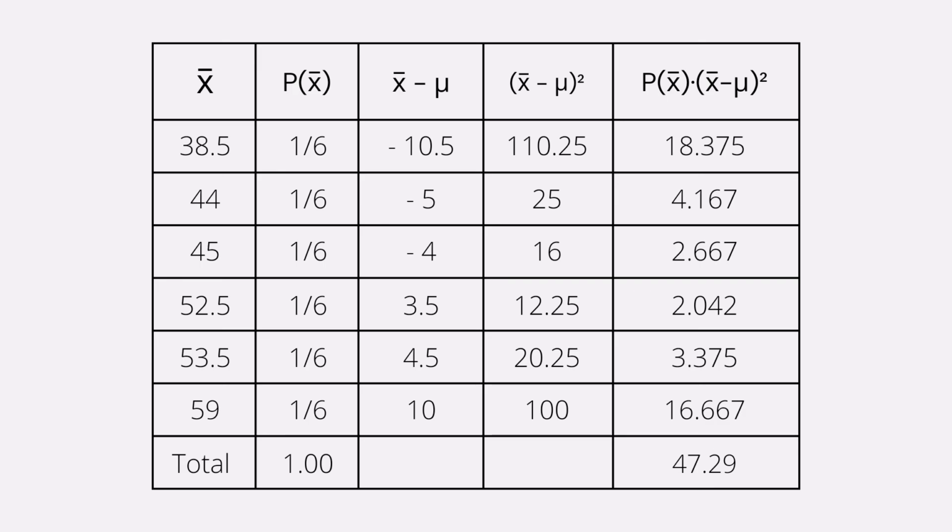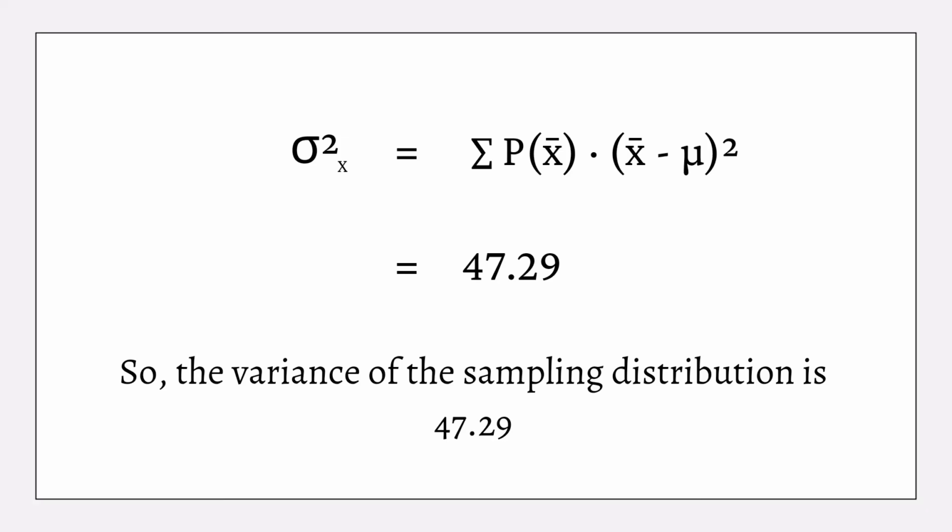And when we sum together all of the values in the fifth column, we get 47.29. Therefore, the variance of the sampling distribution is 47.29.